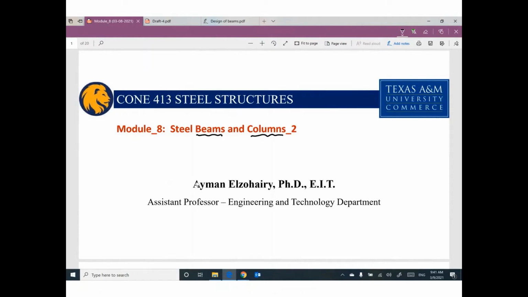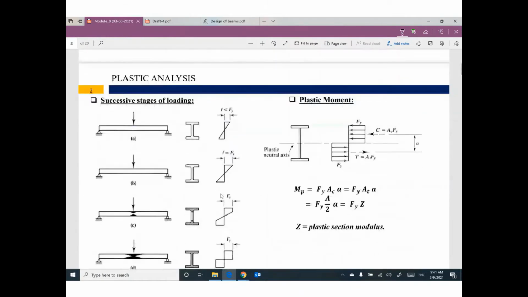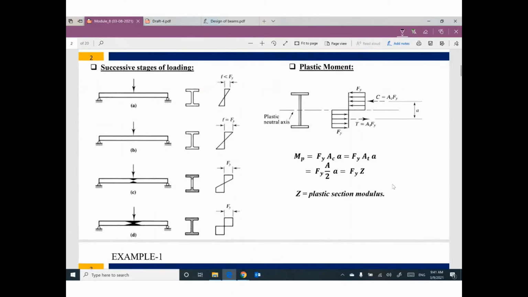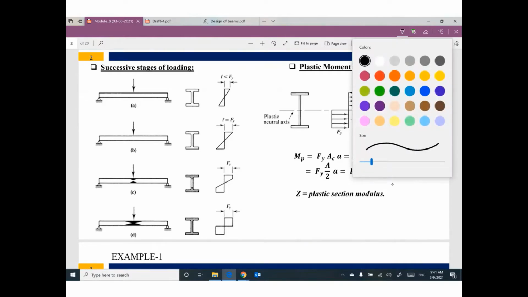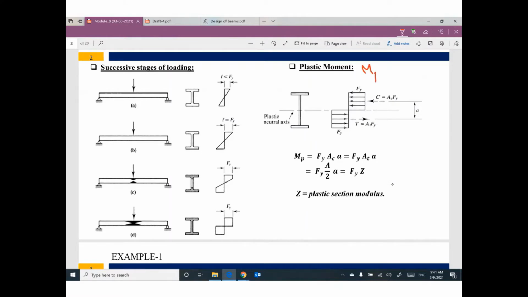Let's start first with something very interesting. As a civil engineer, you have to remember this information. And this information is also required for your professional engineer exam. What is the meaning of plastic moment, which is called M P? Let me explain it step by step.